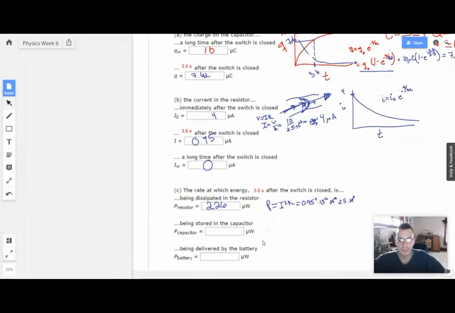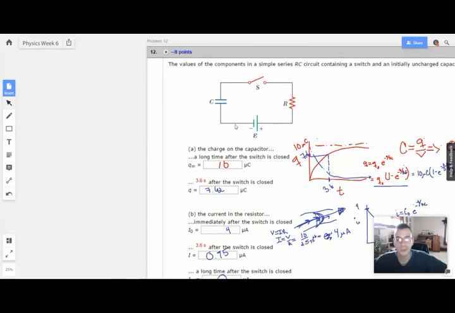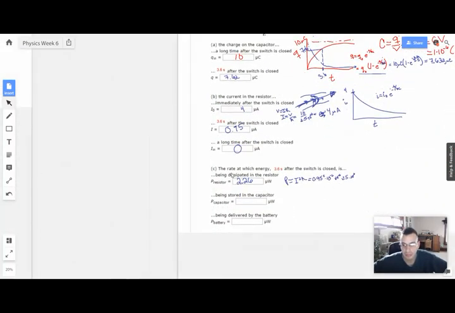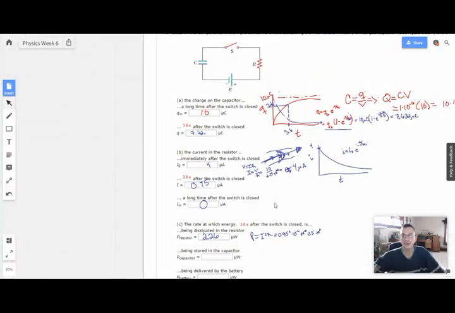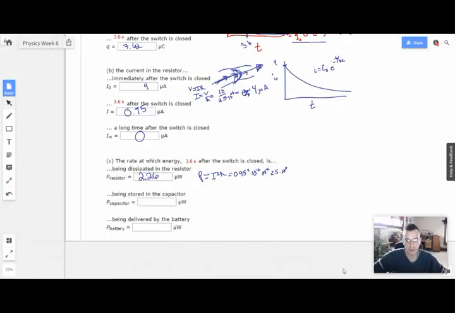So we have power going out of the battery. Then we should have the rate at which energy is being dissipated by the resistor. So let's see, the voltage. What I'm going to do here then is use our equation P equals IV.